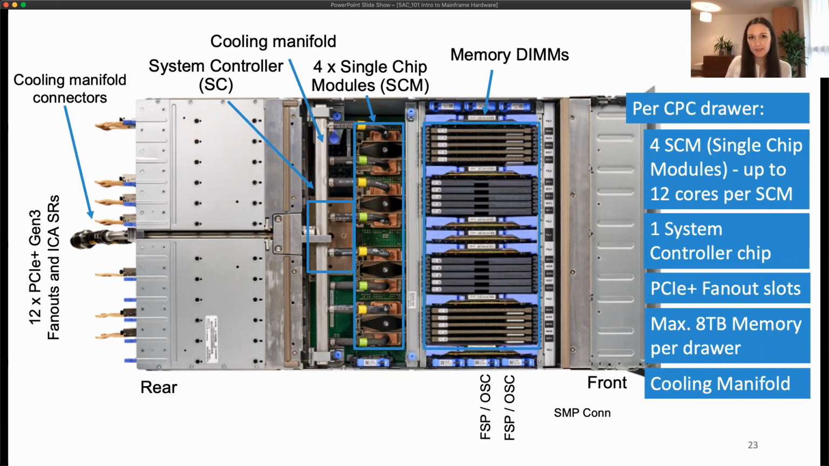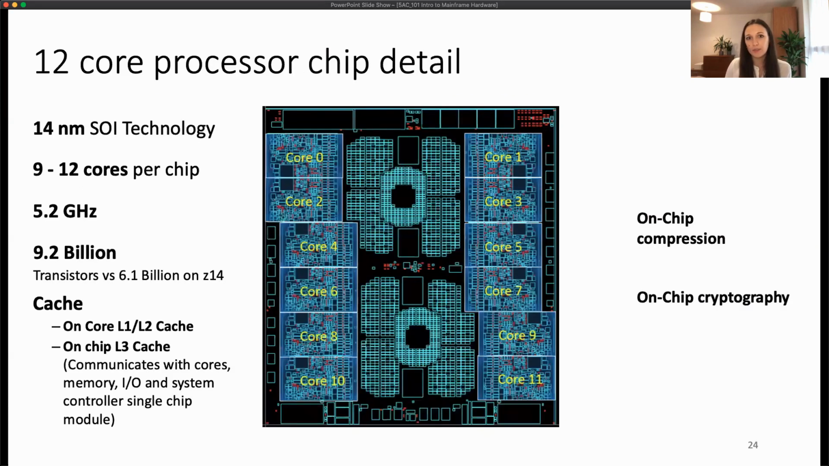Now, let's go one level deeper and look at those single chip modules. The single chip modules are built with a 14 nanometer technology, and there are 9 to 12 active cores per chip. It runs at 5.2 gigahertz, and there are 9.2 billion transistors on one of those chips. That's a really incredible amount of transistors in one chip. And comparing it to the Z14, we got around 3 billion more transistors on the newer version.